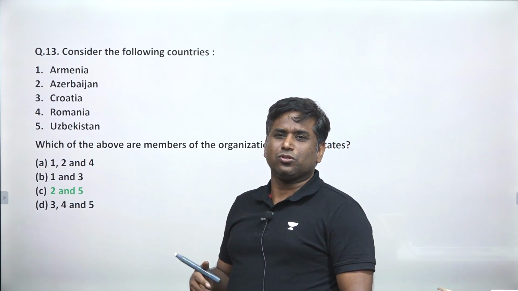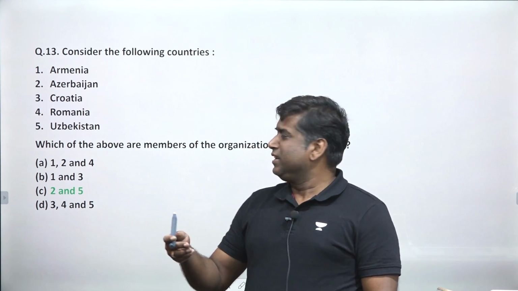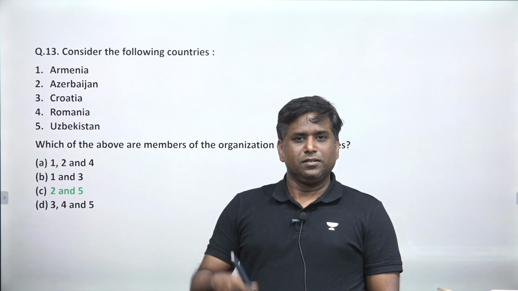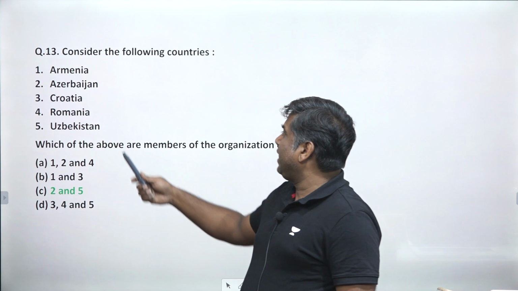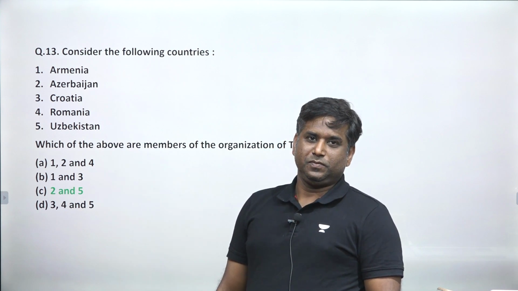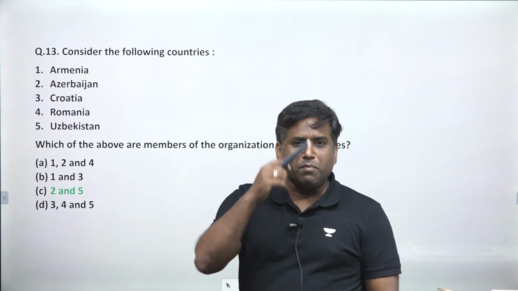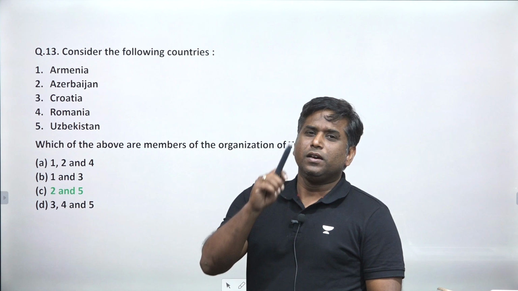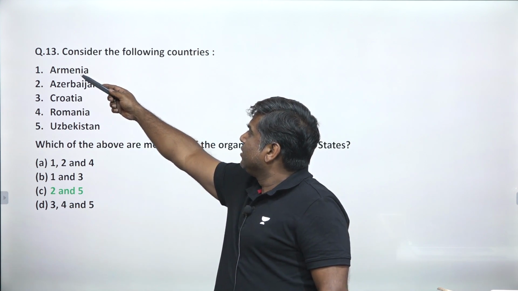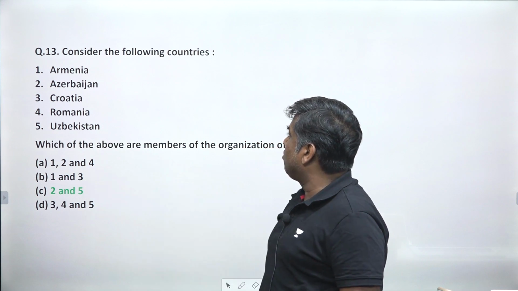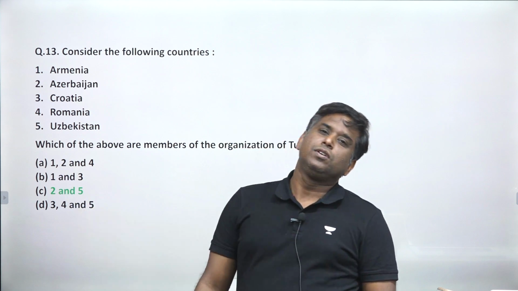There is one more way of thinking, though it is a slightly strange way, that we know that recently there was a crisis between Azerbaijan and Armenia, and Turkey has taken the side of Azerbaijan. So it could be a guess that Azerbaijan may be having a population speaking the Turkish language. If you eliminate Armenia, Croatia and Romania, 1, 3, 4, then actually you will find 2 and 5.